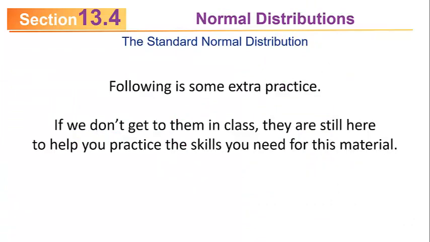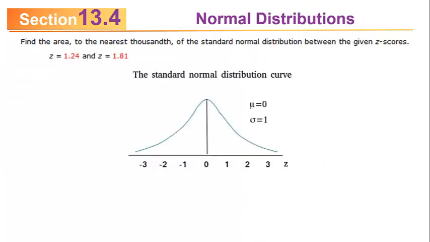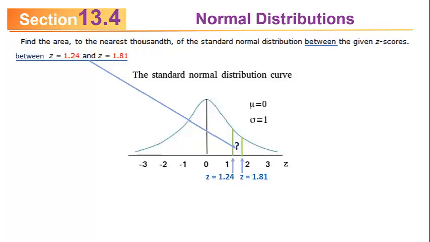Let's practice a little bit more. Find the area to the nearest thousandth of the standard normal distribution between the given z-scores, and here we're looking between z equal 1.24 and z equal 1.81. We know what the standard normal looks like, and when we say between, we know we're looking for the area that lies between the z value of 1.24 and 1.81.